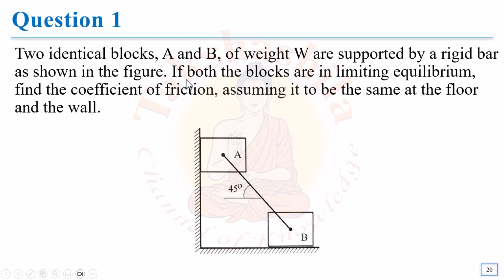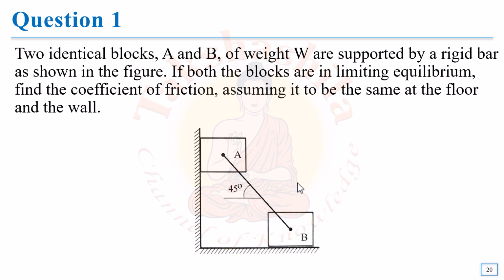Now what they are saying is, if both the blocks are in limiting equilibrium, that is at the verge of motion, find the coefficient of friction assuming it to be the same at the floor and the wall. So basically nothing is given to us, no numerical value other than this 45 degrees. The weight itself is given as W. The coefficient of friction is to be found out. We don't have any numerical values here, but some conditions are given, right? So let us try to analyze.